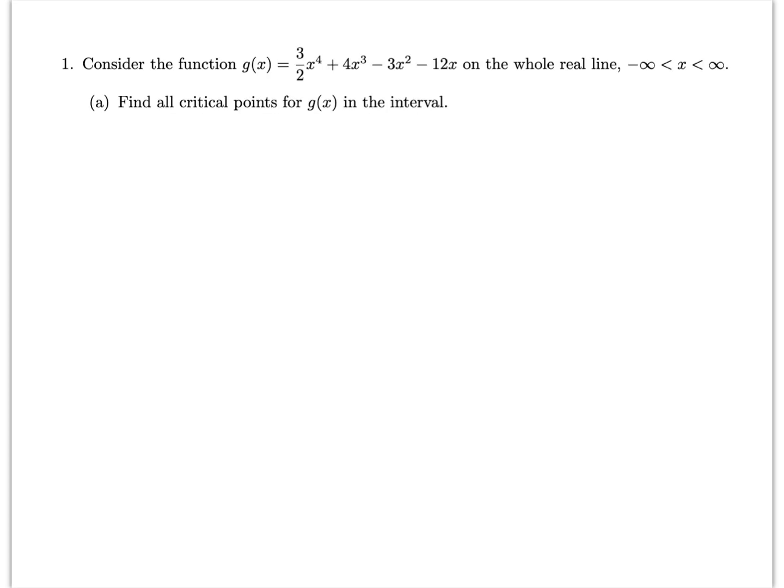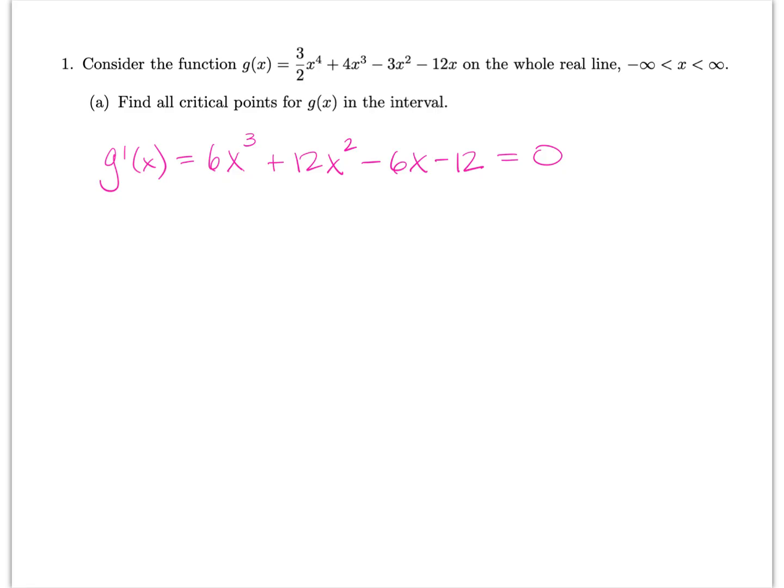Consider the function g of x equals 3 halves x to the fourth plus 4x cubed minus 3x squared minus 12x on the whole real line, negative infinity to infinity. We're going to start by finding all the critical points. So critical points are found by taking g prime and setting it equal to 0. So that is going to give me 6x cubed plus 12x squared minus 6x minus 12. Set that equal to 0.